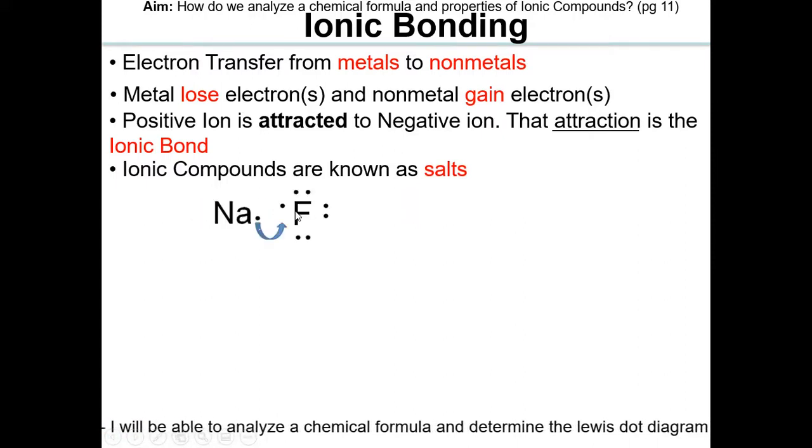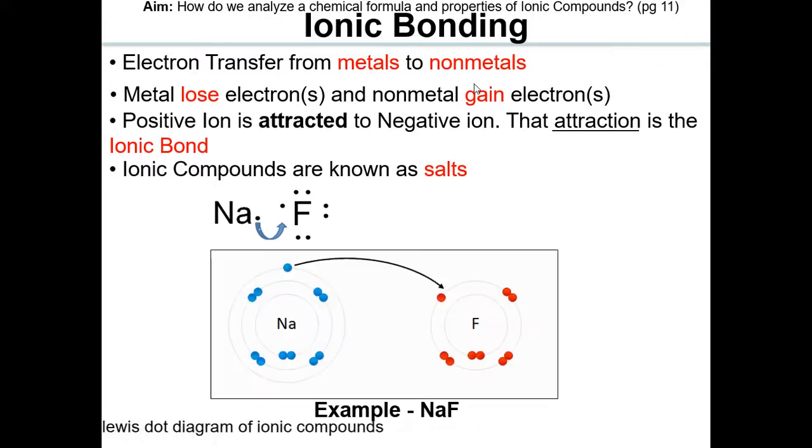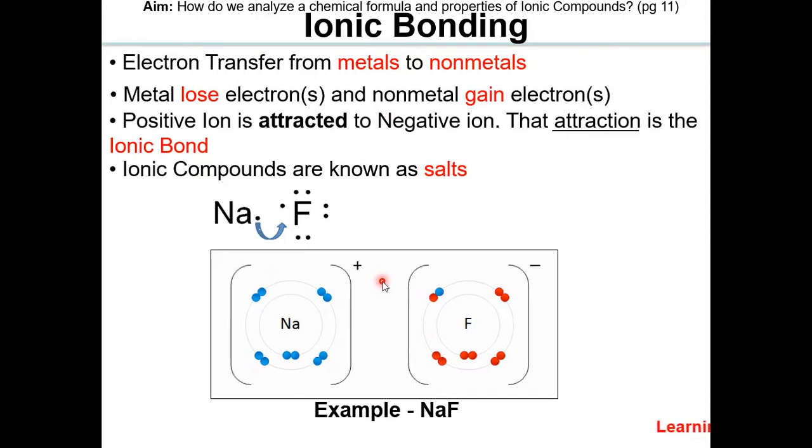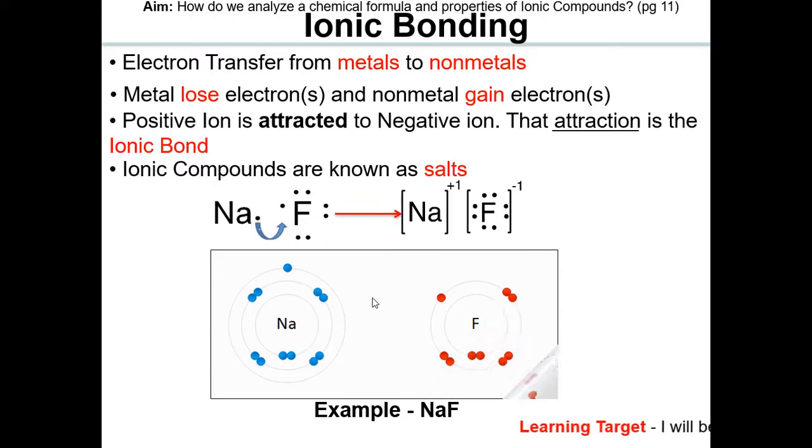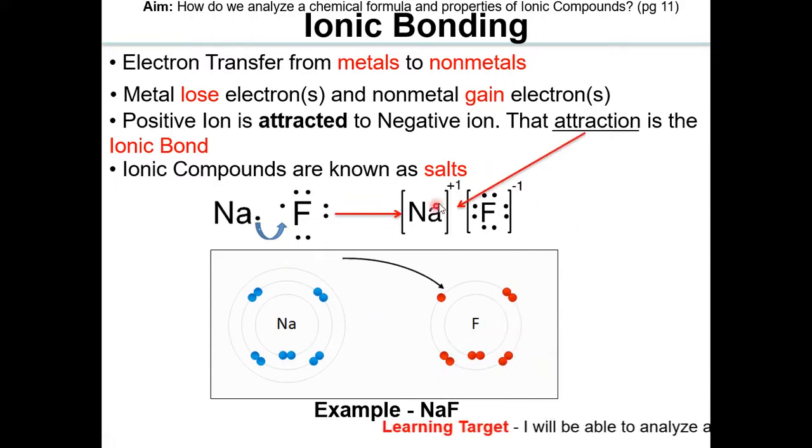So here's an example. Sodium is a metal, fluorine is a nonmetal. Sodium is going to transfer one electron to fluorine. When that happens, sodium becomes a positive ion and fluorine becomes a negative ion. These oppositely charged ions will be attracted to each other. That attraction is the ionic bond. So here we have an ionic compound, NaF, or sodium fluoride.